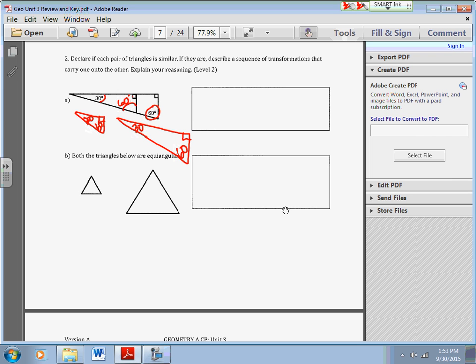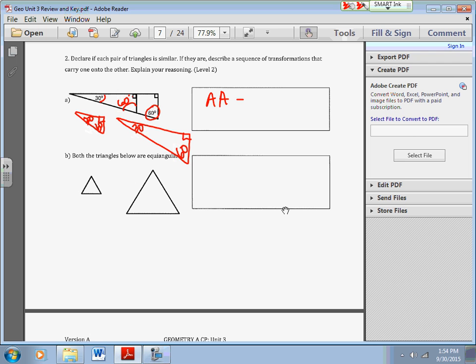Angle Angle. That one. Now, you are going to be asked to describe all the 3. So what does AA mean? 2 of the same angles means the third one has to be the same. 2 of the angles from one are congruent to 2 of the other. The third has to be the same. That's how you would describe it. Everybody okay with what AA means?